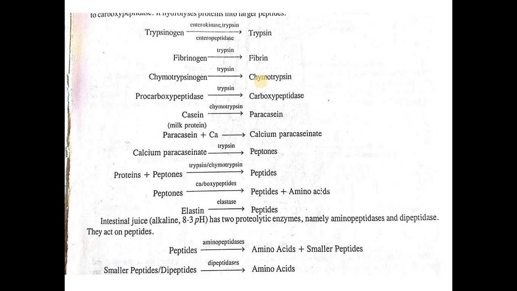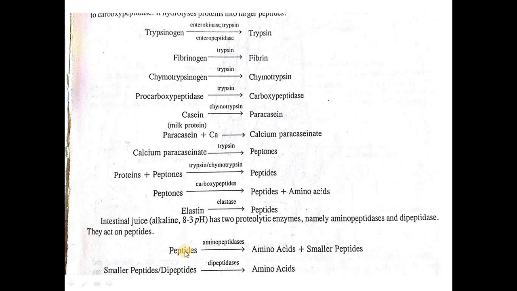And then you can also see that casein, with the help of the enzyme chymotrypsin, is converted to paracasein. Then paracasein combines with calcium to form calcium paracaseinate, and the paracaseinate is converted into peptones, as I told in the previous slides. Proteins and peptones, in the presence of trypsin and chymotrypsin, are converted into peptides, and peptides in the presence of carboxypeptidases are converted to smaller peptides and amino acids, and elastin in the presence of elastase is converted into peptides. This is because of the intestinal juice, which is alkaline with a pH of 8.3, and has two proteolytic enzymes, namely aminopeptidases and dipeptidases.